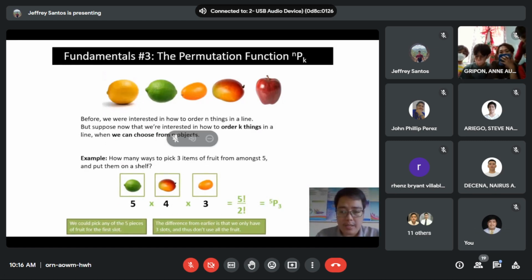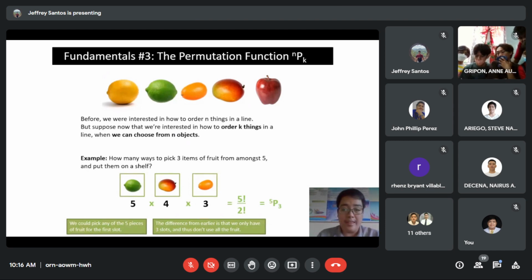5 factorial comes from the number n, di ba? Kung ilan lahat. And kung ilan ang natira, 2 factorial, that is our denominator. So by the way, permutation has the formula of n factorial divided by the quantity n minus k factorial. So kaya 5 minus 3, kaya naging 2 factorial yung nasa baba.